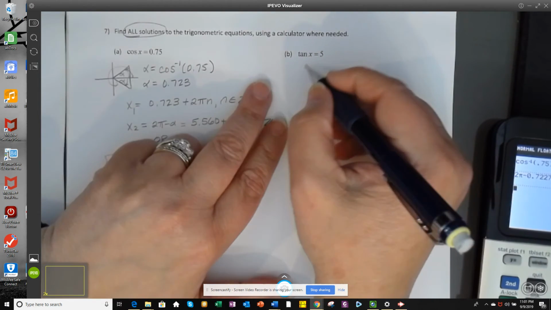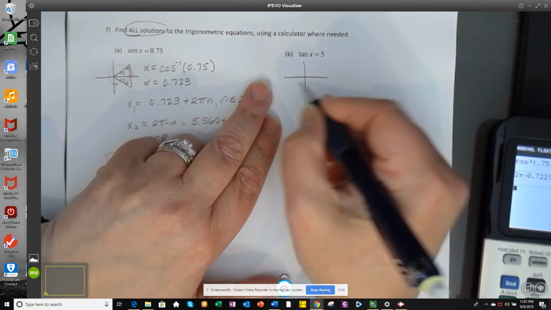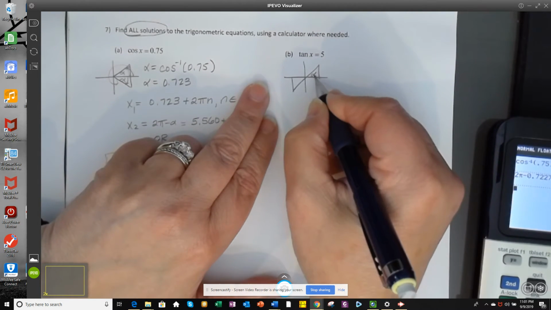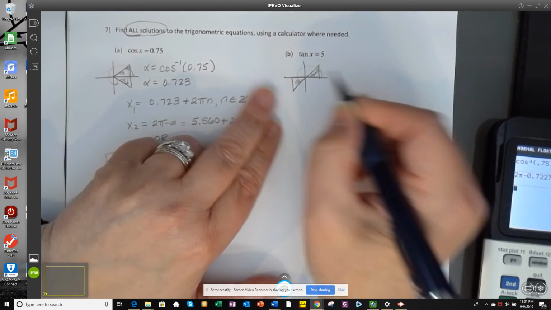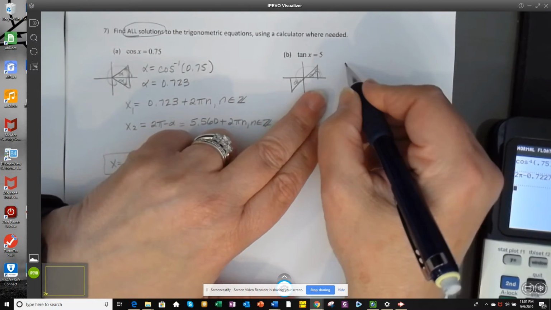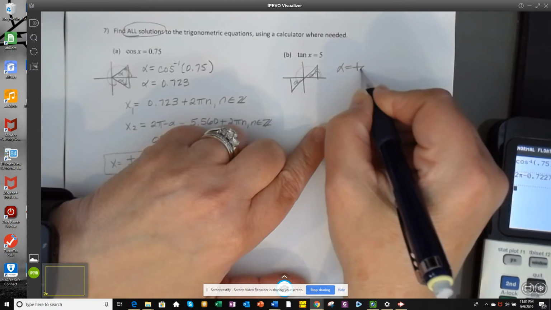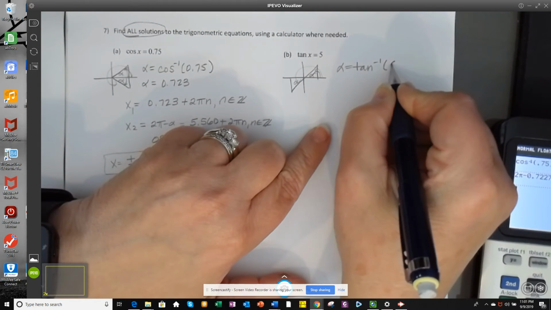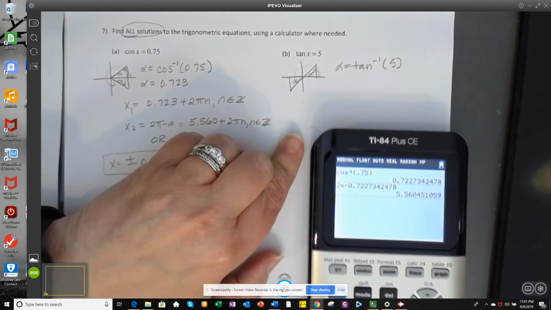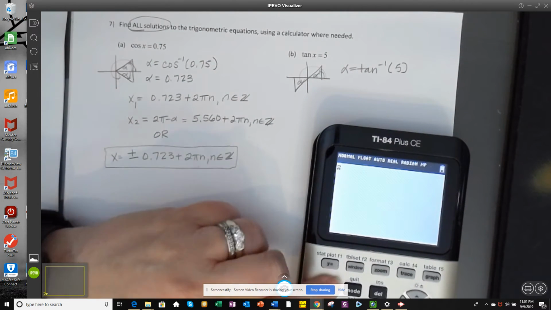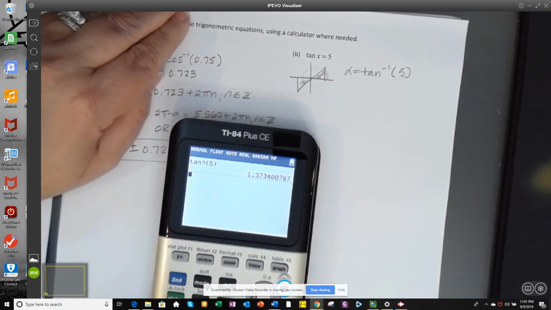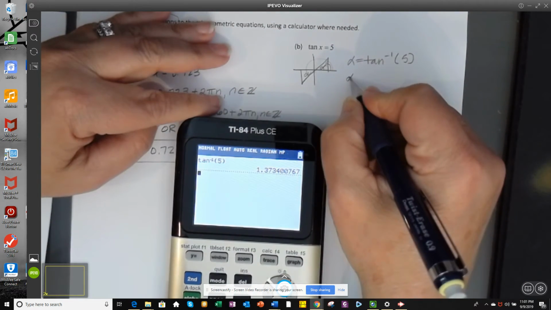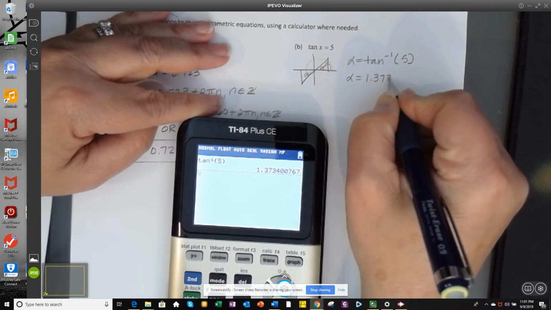All right, what about the tangent? Well, the tangent is positive in quadrants 1 and 3. So I'm going to have a first quadrant solution and a third quadrant solution, but I don't know alpha for this case. So alpha is inverse tangent of 5. Getting our calculator out here. Second inverse tangent of 5. And we get alpha equals 1.373.